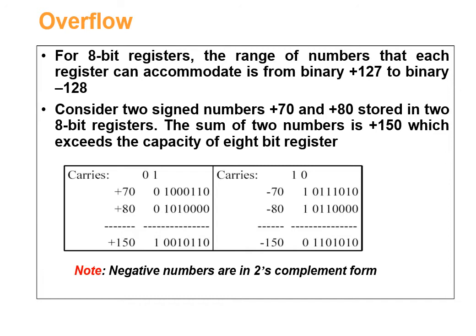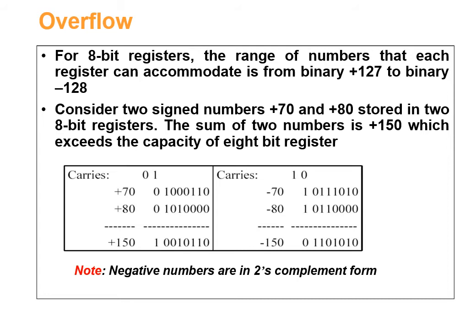Two signed binary numbers, plus 70 and plus 80, are stored in two 8-bit registers. The range of numbers that each register can accommodate is from binary plus 127 to binary minus 128. Since the sum of the two numbers is plus 150, it exceeds the capacity of an 8-bit register. This is also true for minus 70 and minus 80. The two additions in binary are shown next, together with the last two carries.